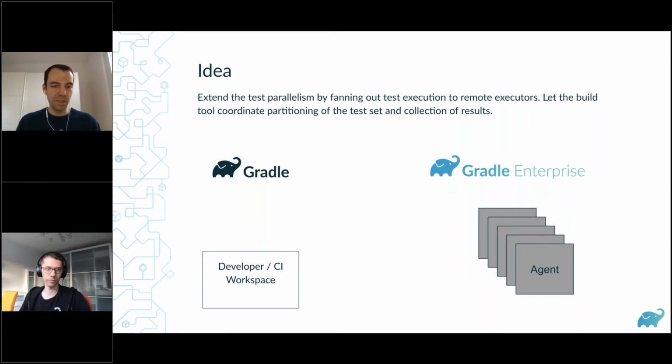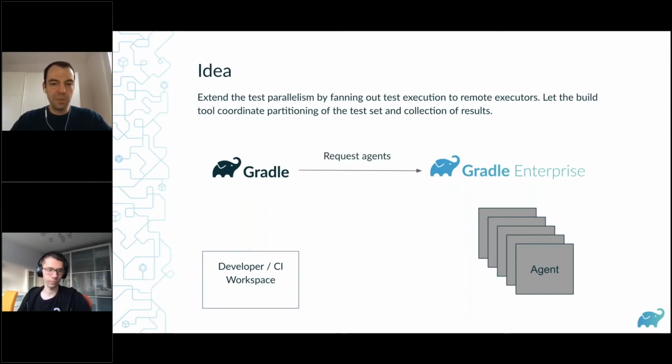On the left, we have a Gradle project that is checked out to a developer or CI workspace. On the right, we have Gradle Enterprise, which is an on-premise server application, and we have a couple of agents connected to it. So now we want to run tests. The first step for that is we have to discover the test set, which is the set of test classes we want to execute.